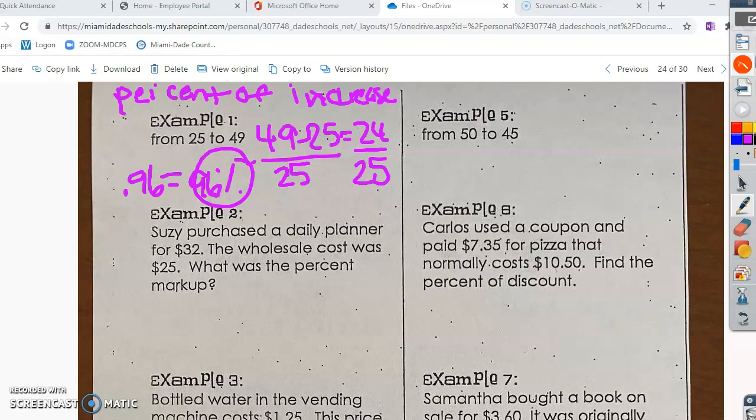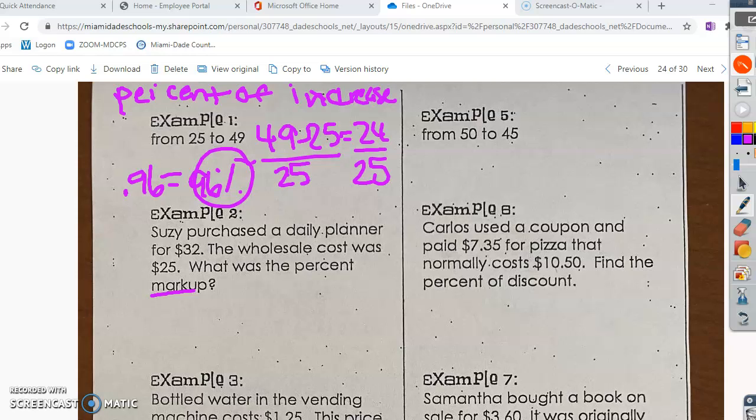We're going to go ahead and look at example number 2. Susie purchased a daily planner for $32. The wholesale cost was $25. What was the percent markup? Whenever you see the word markup, that means that it is also increasing. So the wholesaler bought the planner at $25.